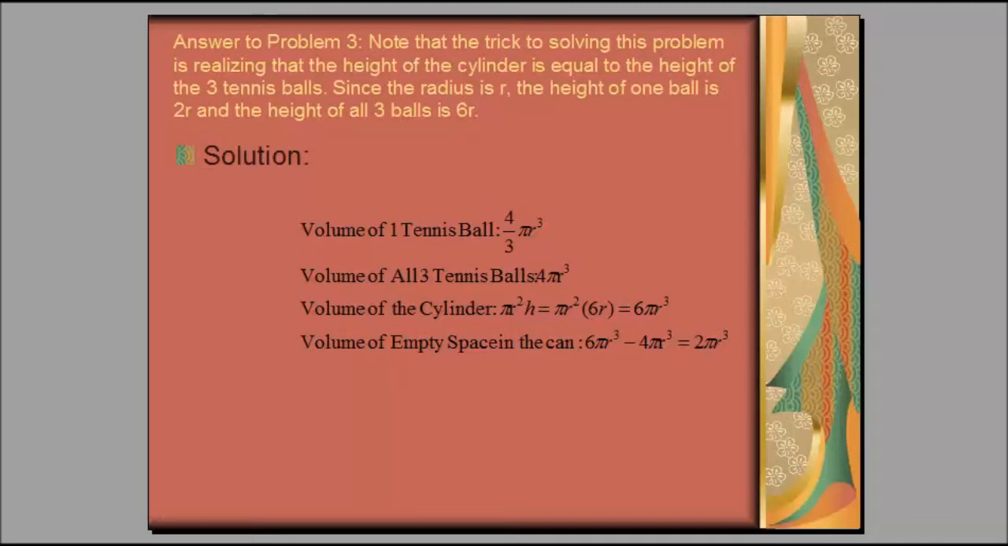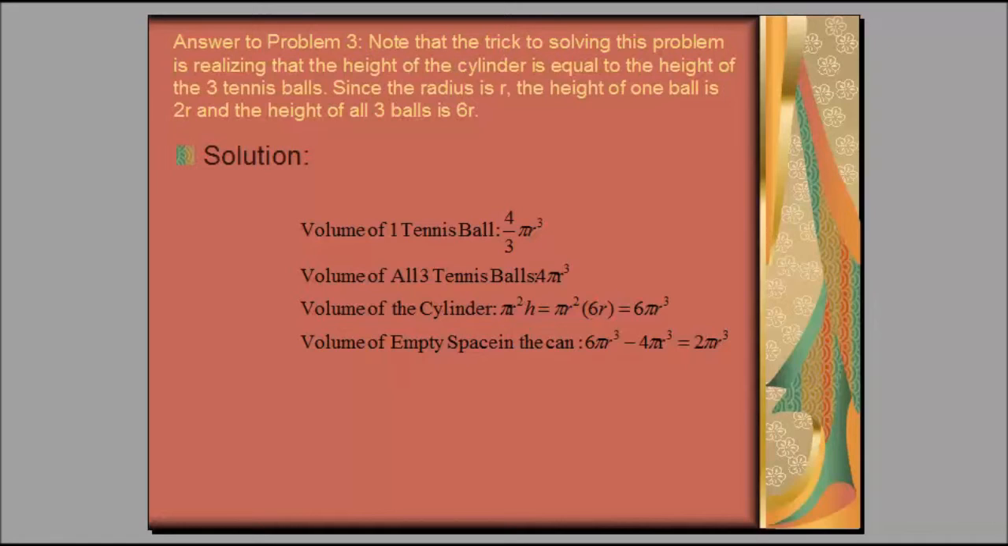Here are the answers to problem 3. Note that the trick to solving this problem is realizing that the height of the cylinder is equal to the height of the 3 tennis balls. Since the radius is r, the height of one ball is 2r, and the height of all 3 balls is 6r. The volume of one tennis ball equals 4/3 pi r cubed. The volume of all 3 tennis balls is 4 pi r cubed. The volume of the cylinder is pi r squared h. The trick, again, is knowing that the height is 6r, and this gives us 6 pi r cubed.